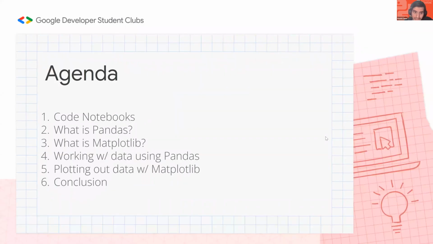So the agenda for today, we're going to be looking at code notebooks, which is what we're going to be using to actually use Pandas and Matplotlib. We're going to be looking at what is Pandas, what is Matplotlib. We're going to be working with data using Pandas, and then we're going to be plotting out some of that data using Matplotlib, and then we'll conclude the workshop.